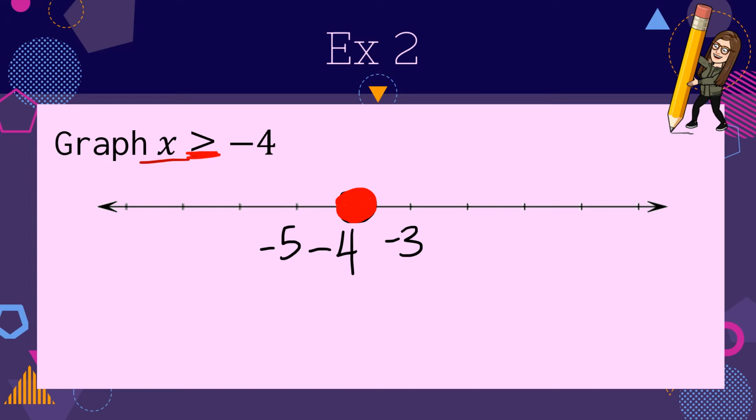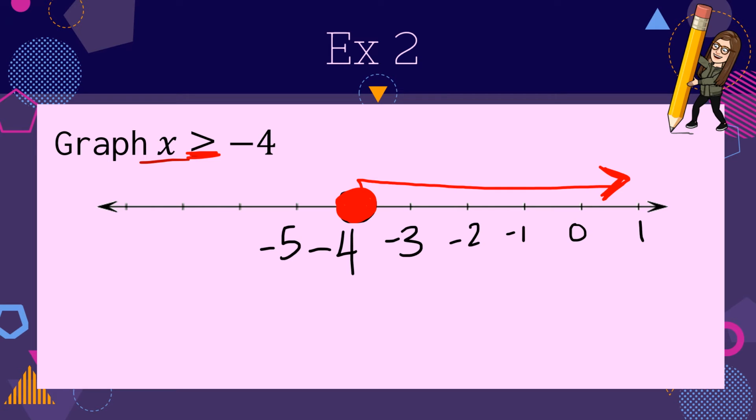Step 3, shade. Let's read our statement. It says x is greater than -4. What values are greater than -4? 0's greater than -4, 1's greater than -4, so I want to go to the right. That means everything to the right, all the way to 50 million, is greater than -4.